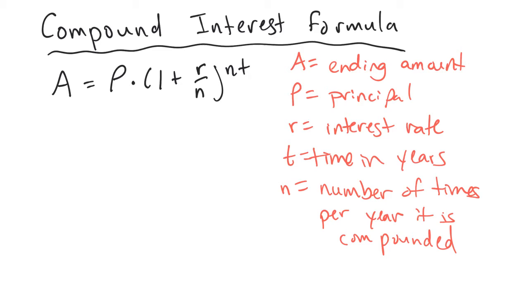So this formula, we have A equals P times the quantity 1 plus R over N raised to the NT. So A is your ending balance or your ending amount. P is your principal. R is your interest rate, which is again a decimal. T is your time in years, and N is the number of times it compounds. So let's say we did the problem that we just did for example 1.